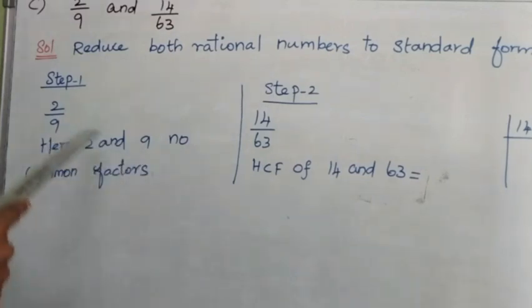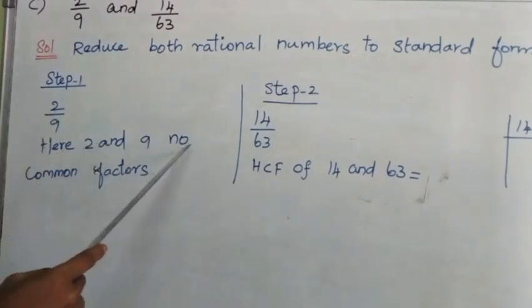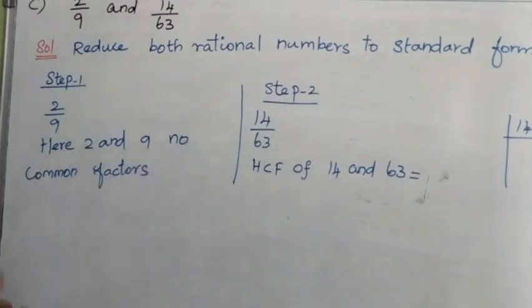Okay, so the two numbers have no common factors. 9 doesn't come in the 2 table, and 2 doesn't come in the 9 table. It is not possible. Yes. So here 2 and 9 don't have common factors.